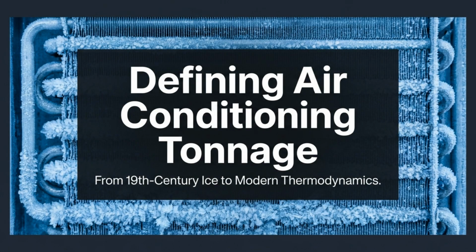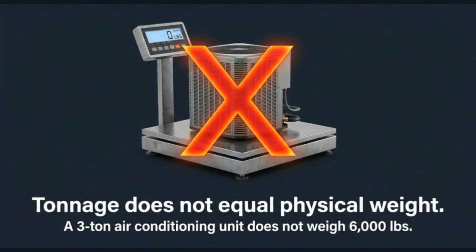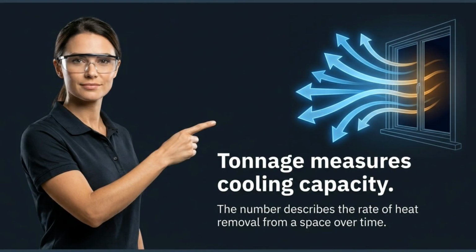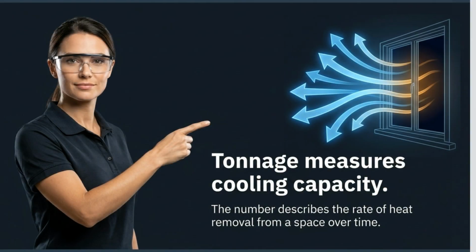Welcome to this video on defining air conditioning tonnage, exploring its journey from 19th century ice to modern thermodynamics. It's important to understand that tonnage does not equal physical weight. A 3-ton air conditioning unit, for example, does not weigh 6,000 pounds. Instead, tonnage measures cooling capacity. This number describes the rate of heat removal from a space over time.